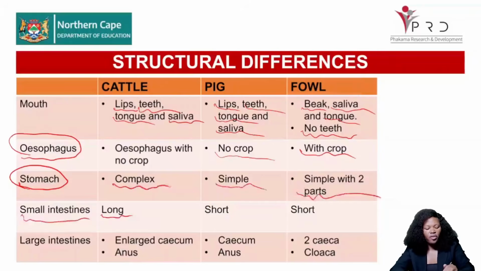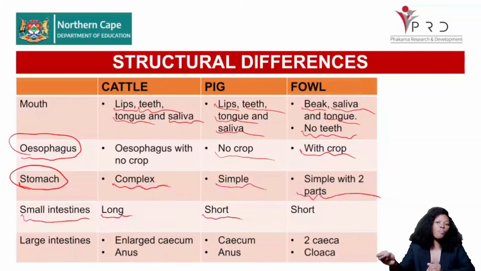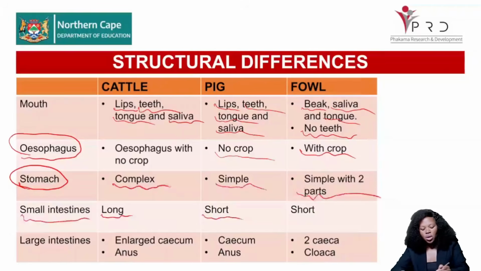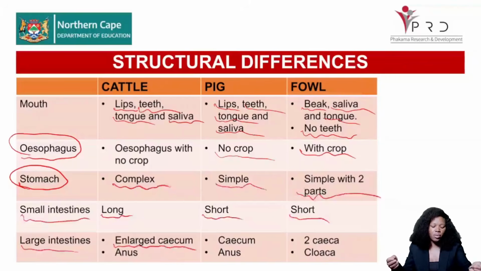The small intestines of a cattle, sheep, or goat are very long. That is why more absorption takes place in cattle or ruminants. Then, when it comes to a pig, they are a bit shorter when compared to the cattle. Right, when it comes to a fowl, the small intestines are a bit shorter. Right, the large intestines of a cattle have the enlarged cecum. It is enlarged, right? It has an anus as well, even though an anus does not form part of the large intestines, but let's just include it, right?